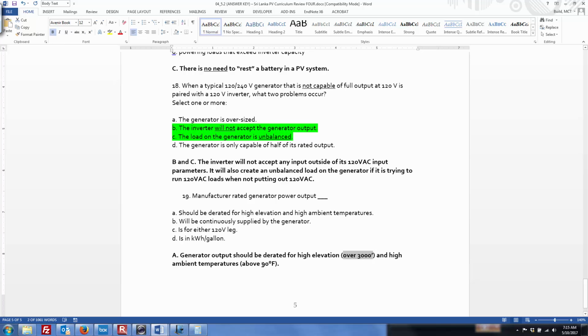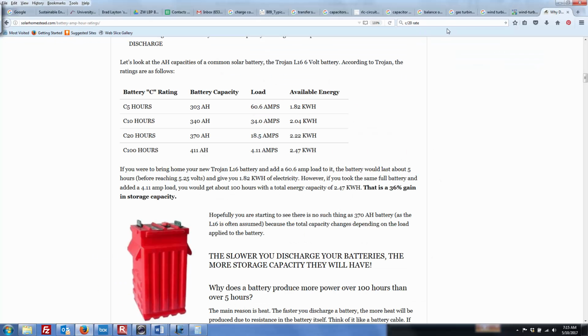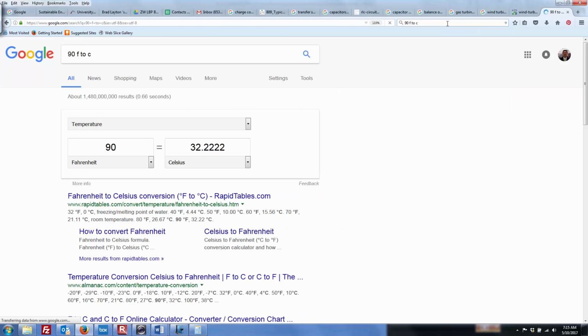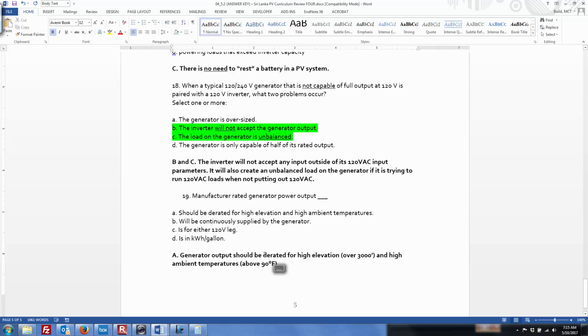And if you get over 90 degrees Fahrenheit, let's just convert that to Celsius. 90 F to C, 32 degrees Celsius, you know, pretty warm, getting up there. If that happens, then the generator is not as efficient. So it has to be derated, meaning that it does not operate as efficiently.